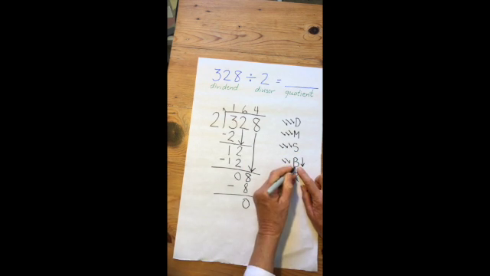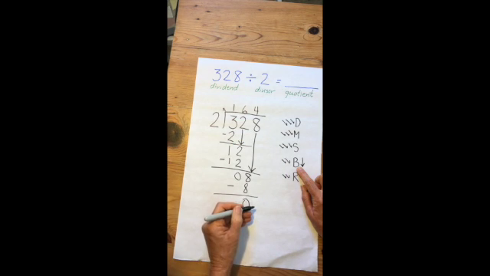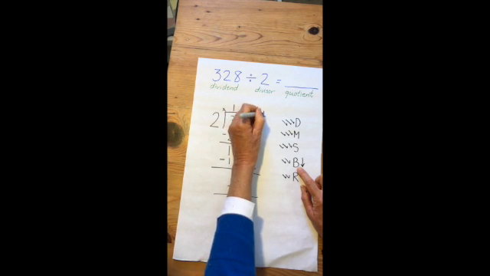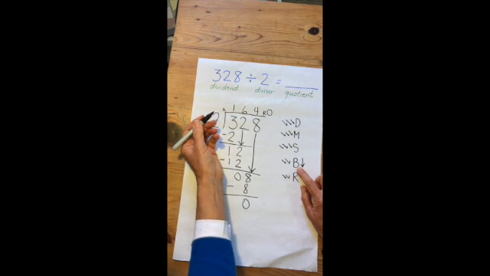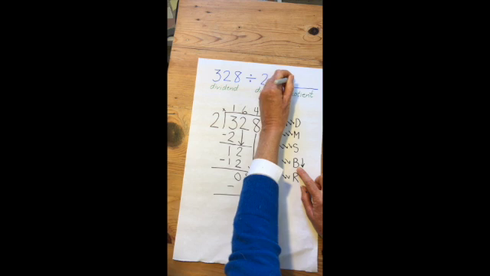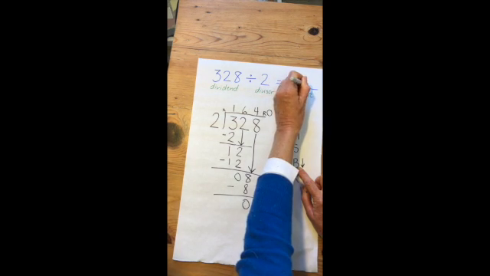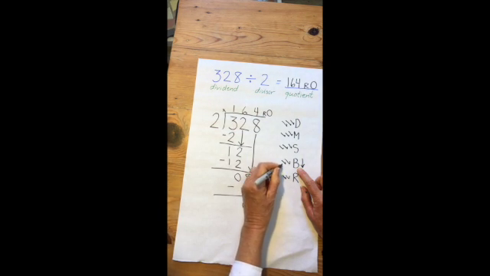And I'm going to bring down. Well, there's nothing to bring down, so I know the remainder is 0. You know, you don't have to put remainder 0. If it's 0, you could just put 164. But just so I'm always doing the same thing all the time, I'm going to put remainder 0. That way, when I have a remainder, I'll practice that.